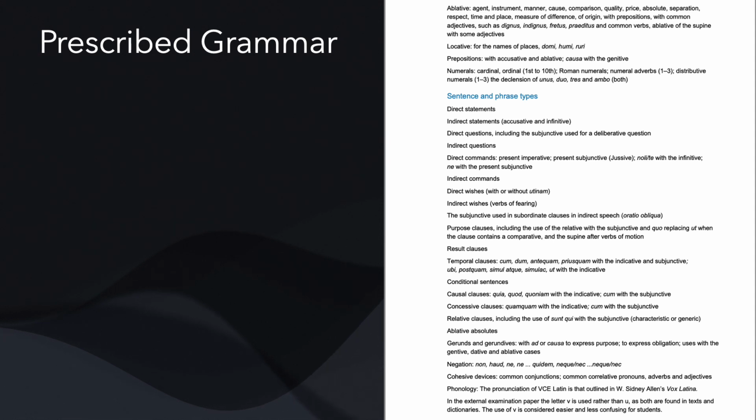All this last line is saying is they'll treat it the same way that Cambridge and Oxford do. So when U's a consonant, they'll write it as a V. When it's a vowel, they'll write it as a U. So it really means nothing to worry about there.